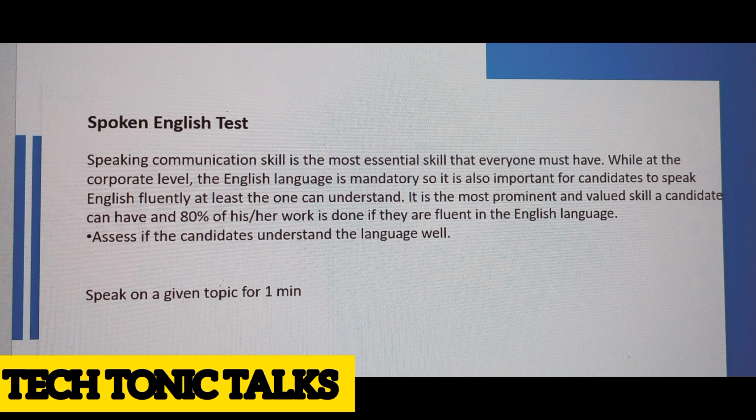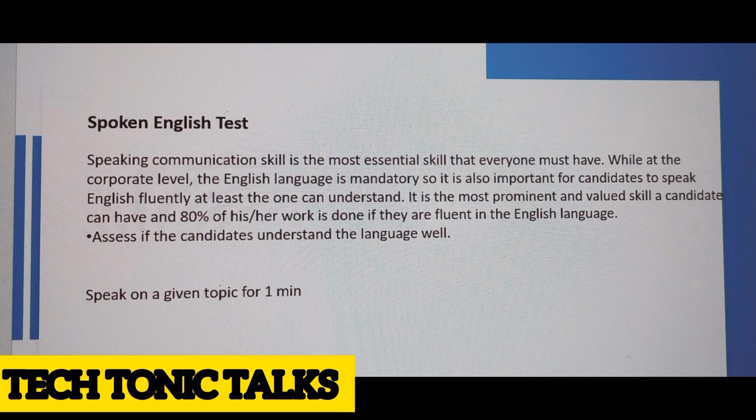Don't speak very fast or very slow. Keep your pace medium and keep on speaking relevant to the topic for 1 minute. Okay, so this is something that's going to be covered as part of the spoken English test. Now when I gave this assessment, there were a few topics like, what is your hobby? You have to speak on that. What is your favorite role model? Who is your role model? So you have to speak on that. There were other topics also. I have data about it. I will share with you shortly.